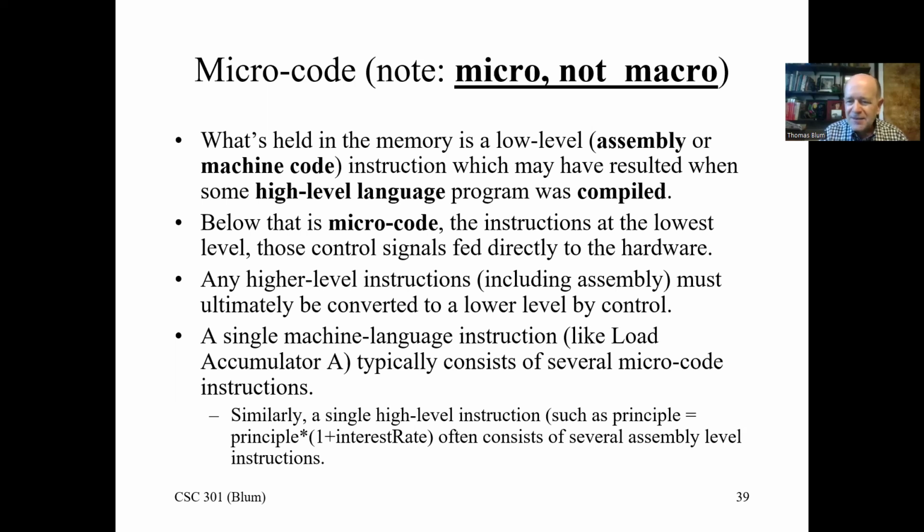So a simple instruction like load the accumulator A, put some number in a register, is going to be several microcode instructions. And this happens at the other level too. What may be one statement in your high level language may end up being several assembly level instructions. Then the assembly level instruction may be several microcode instructions.